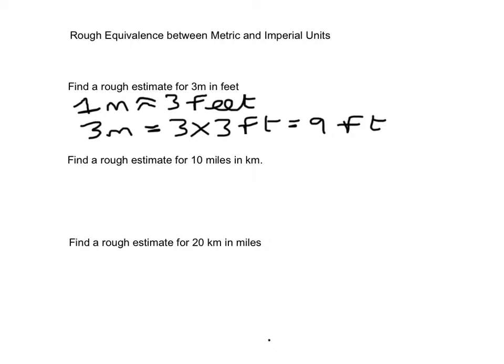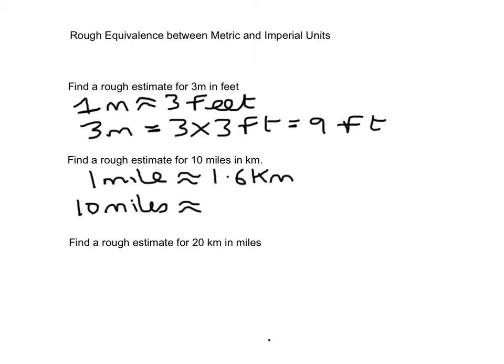In the second example, I want to find a rough estimate for 10 miles in kilometers. So to do this, we need to know that 1 mile is more or less 1.6 kilometers. Sometimes you can use 1.5 kilometers just to get an easier to calculate estimate, but in this case, I'm going to use 1 mile is 1.6 kilometers, so 10 miles must then be more or less equal to 1.6 multiplied by 10, which is equal to 16 kilometers.